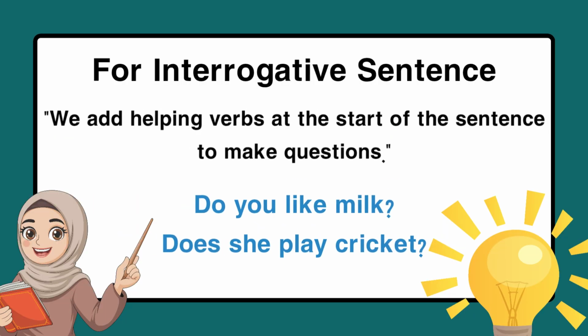For interrogative sentence, we add helping verbs at the start of the sentence to make questions. Look at these examples. Do you like milk? Does she play cricket?